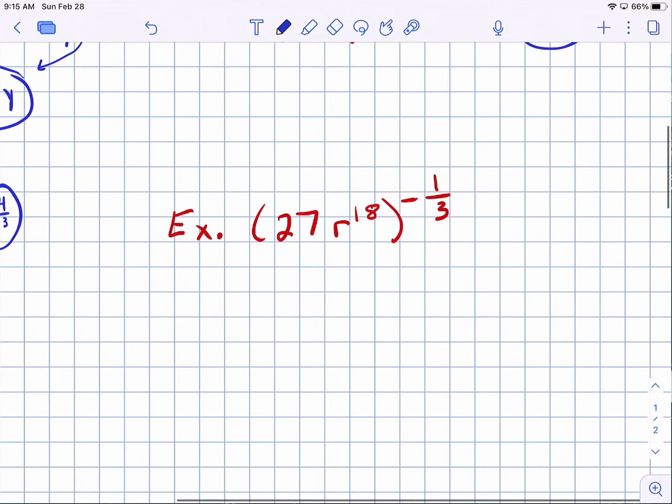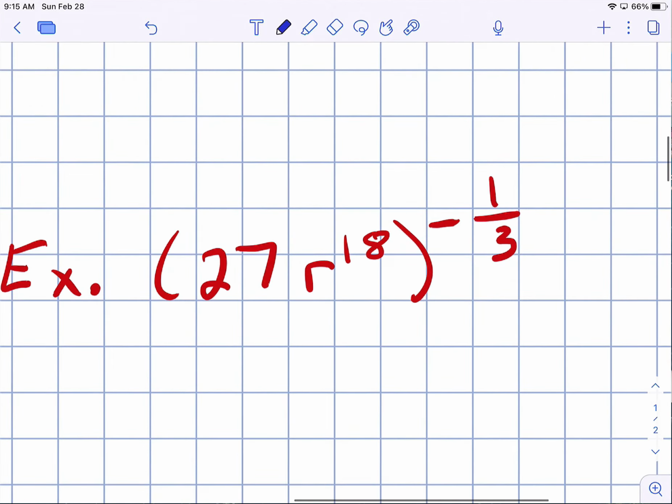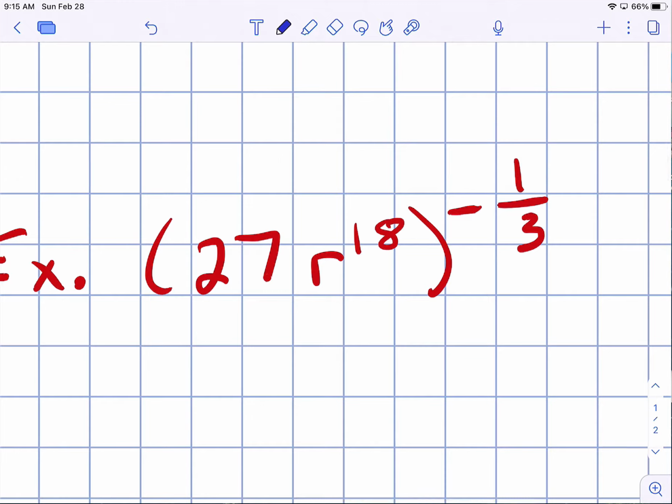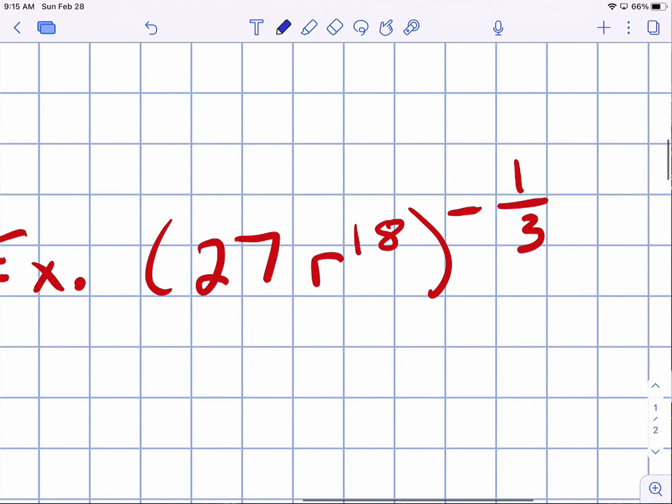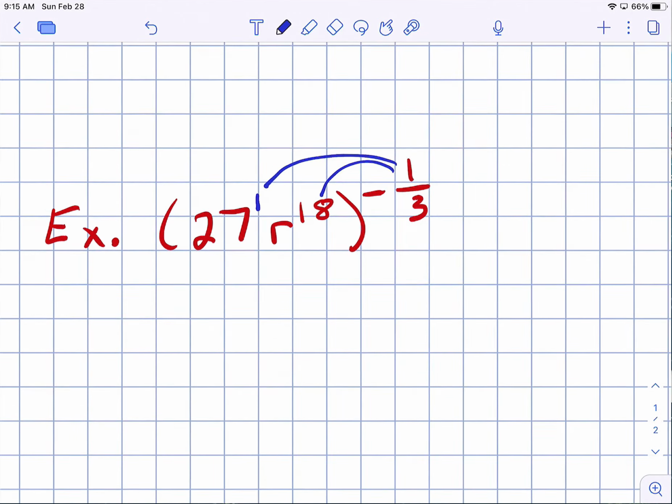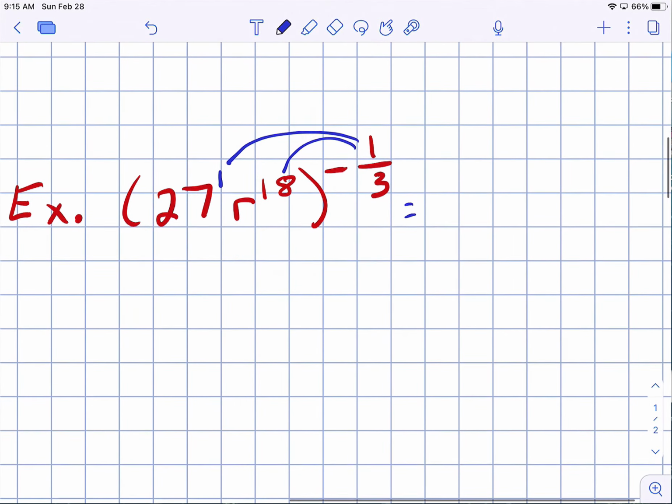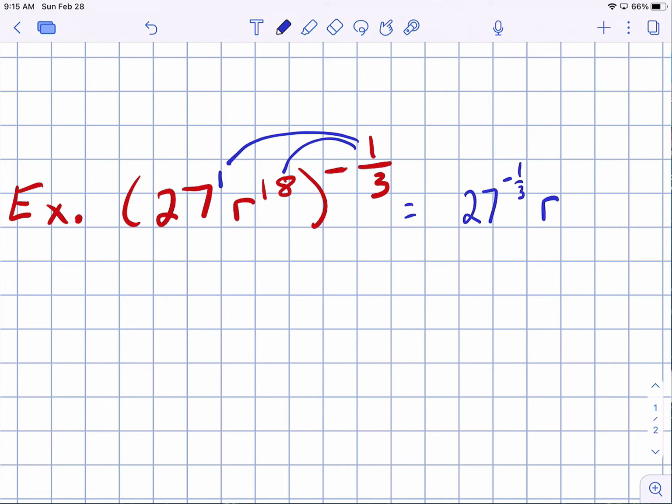Okay, last one, last example, and again, it's nothing new. I just wanted to make the exponent a little bit more difficult to work with. So multiply the exponent on the outside by the exponents on the inside, which again, on the 27 as well, that's a 1, so I got to multiply that one by -1/3. So that'll give me 27 to the -1/3, and r, so 18 times -1/3 is -6.